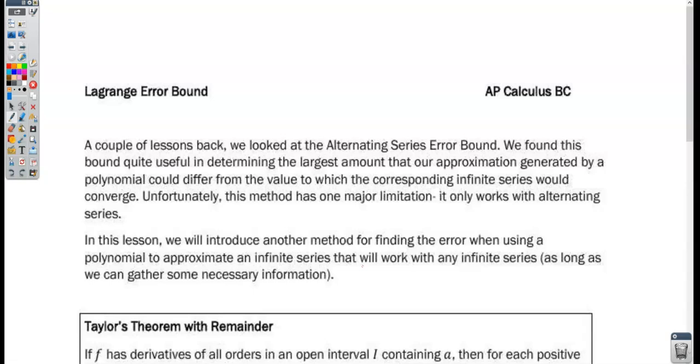A couple of lessons back, I think it was section 10.10, we talked about the alternating series error bound, and it was very useful for us in determining the largest amount that the approximation could differ from the actual value to which the infinite series converges. One limitation with the alternating series error bound was that it only worked for alternating series, much as the name implies. In this lesson, we're going to introduce another method for finding error that works with any infinite series, as long as we can get some information from that series.